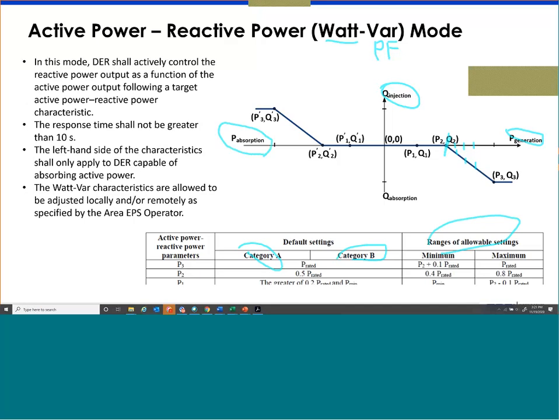So the entire left side is only applicable if the DER can absorb power. That's the language used in the standards. So you can understand that PV cannot absorb power, so this left side will not be applicable for PV. This is mostly applicable for energy storage when it's in the charging mode.